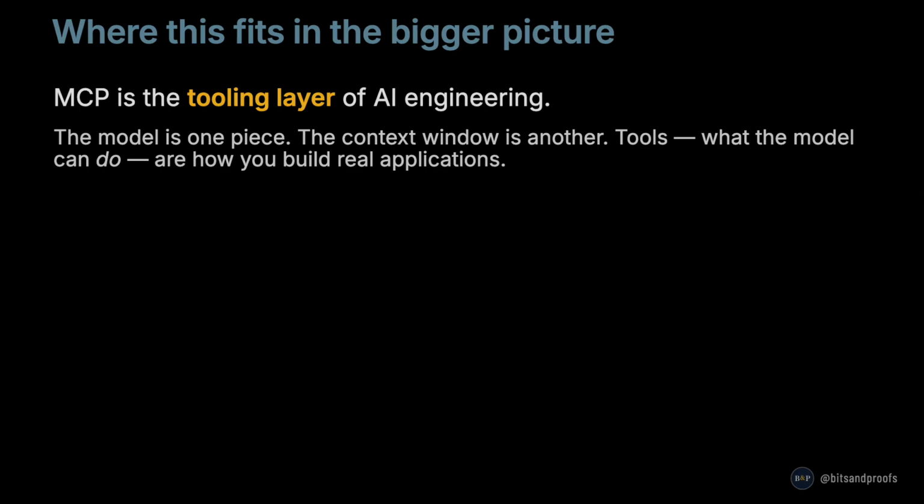Where to go from here? First, try wrapping an API you already use. The mechanics are exactly what we did today, just with HTTP calls inside your tool functions. Second, explore resources and prompts, the other two primitives MCP offers. And third, start composing your tools into real workflows.